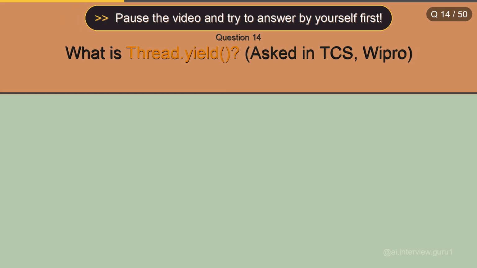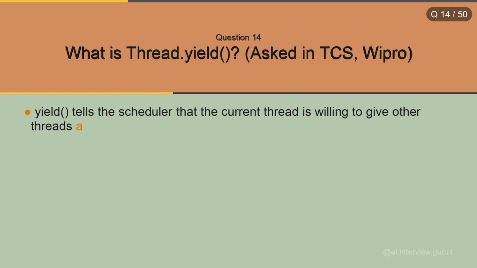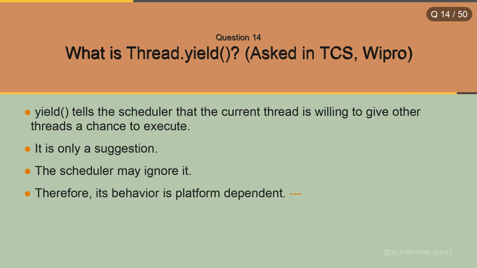What is thread yield? Yield tells the scheduler that the current thread is willing to give other threads a chance to execute. It is only a suggestion. The scheduler may ignore it. Therefore, its behavior is platform dependent.